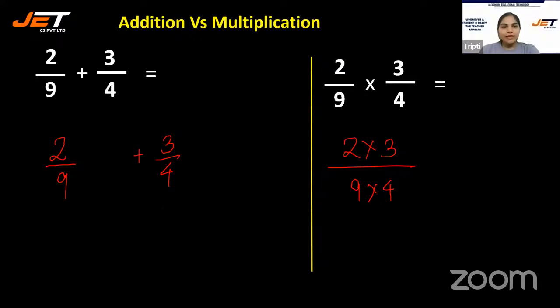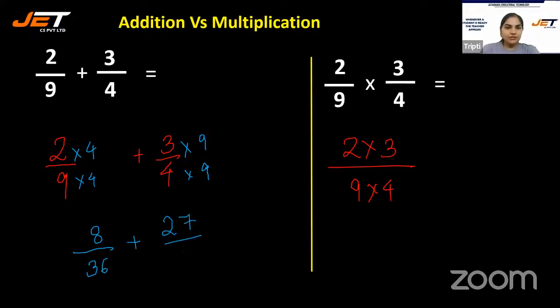So 2 by 9 plus 3 by 4, I'll multiply the first fraction with the denominator of the second fraction in order to make it like, and the second fraction with the denominator of the first fraction. So 2 times 4 is 8, 9 times 4 is 36, plus 3 times 9 is 27, 4 times 9 is 36. Here I got 35 by 36.